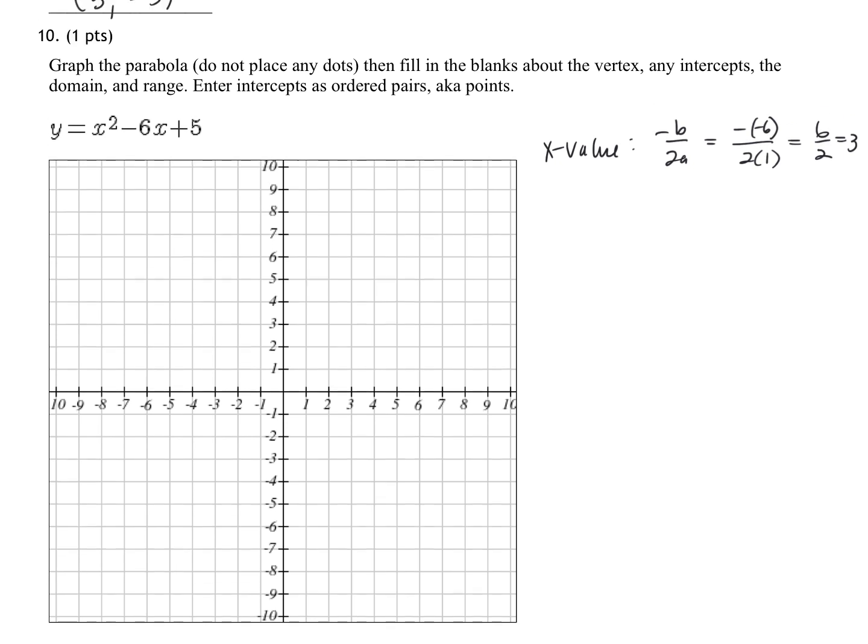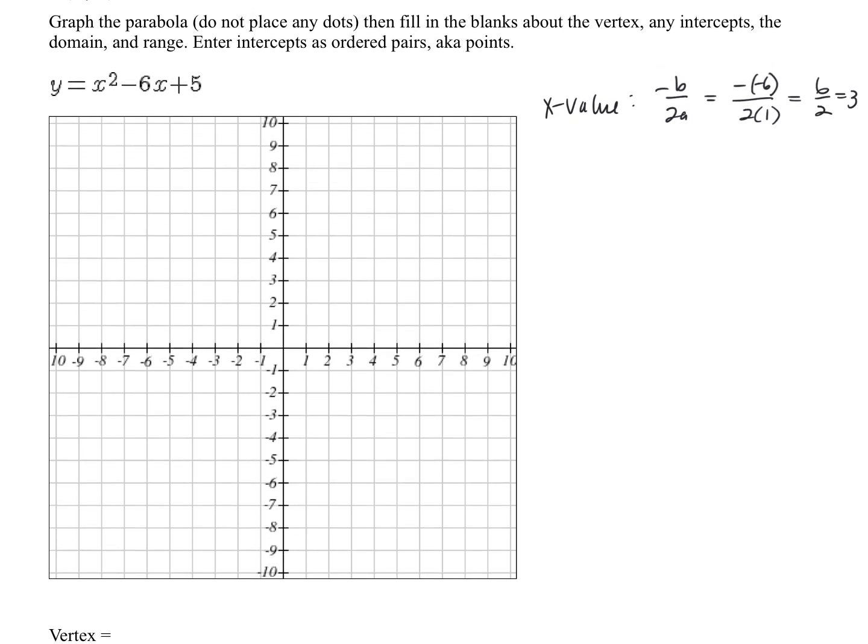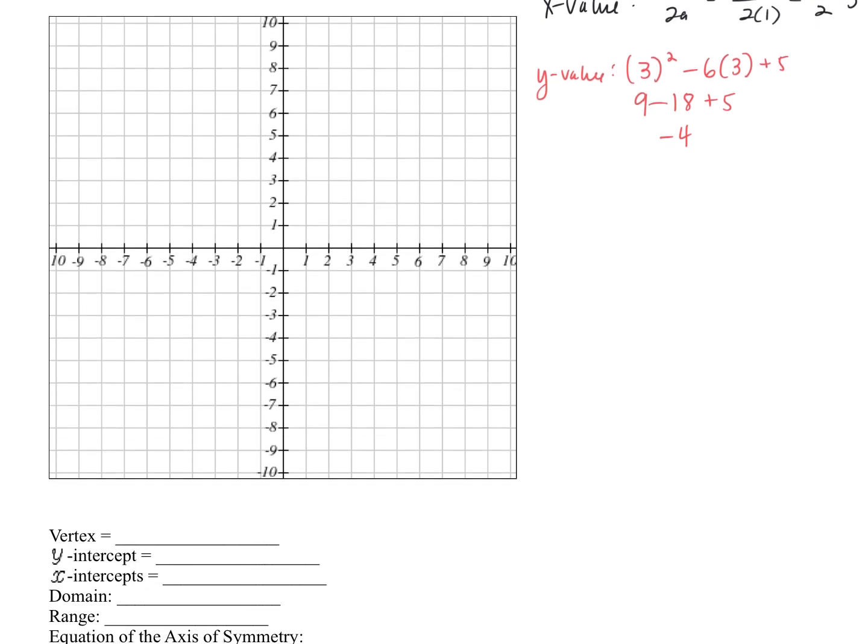Is this the same one we just did in number 9? No. Okay. And then we're going to plug that in. So y value, we plug in 3. So 3 squared minus 6 times 3 plus 5. That'll be 9 minus 18 plus 5. So negative 9 plus 5 would be negative 4. So the vertex, I'm going to scroll down, is (3, -4). Don't forget to write it as an ordered pair. So (3, -4) is here.